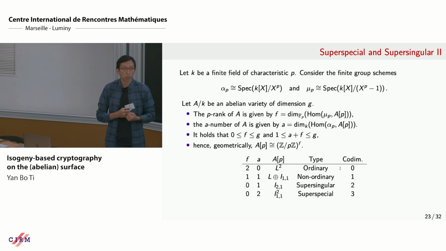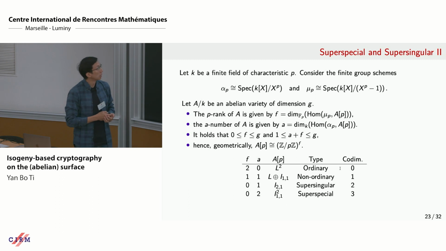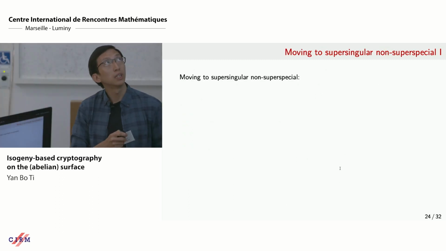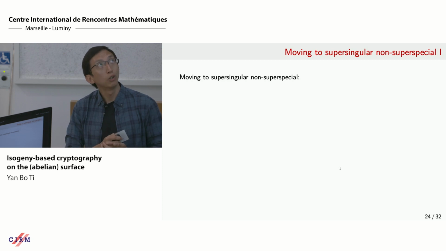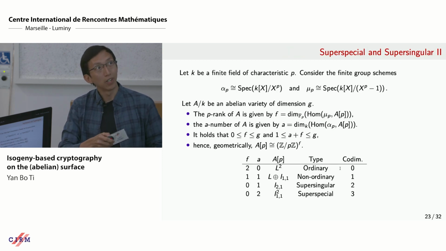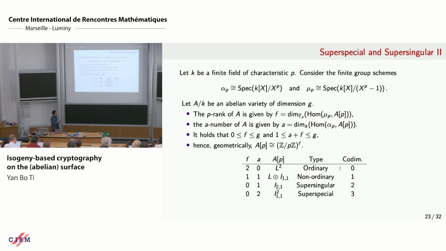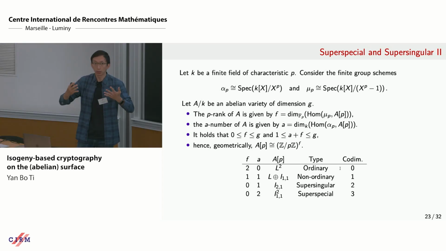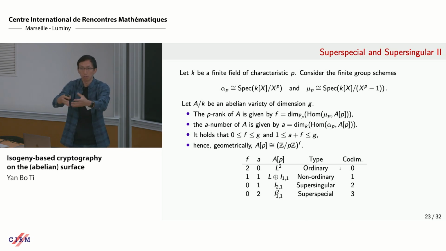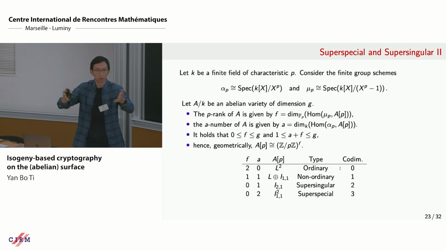And so far, we've been working on the superspecial isogeny graph. But what we are proposing is that we can move from the superspecial to the supersingular non-superspecial graph. So this is the third one over here. All the genus 2 isogeny-based cryptography so far has been happening on the superspecial graph, because this is where everything is nice and easy. You can glue graphs together, and you can get some abelian surface, and then you can start doing all your genus 2 isogeny-based cryptography.